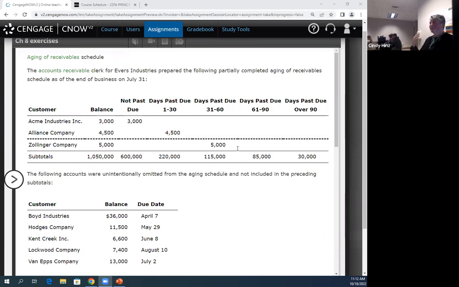So what does the term aging mean? Well, as we look at accounts receivable, it's not enough to know that, looking at this example, this is our third exercise. So we can see right here, this is a subtotal of $1,050,000. Ignore the stuff that's at the bottom for now.